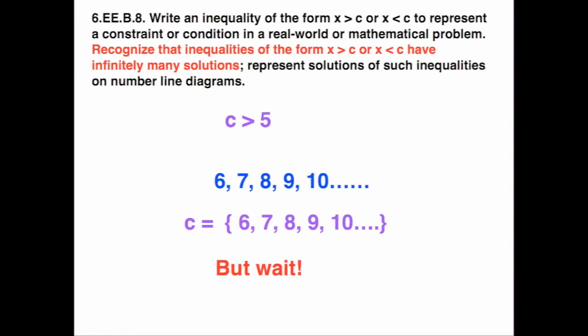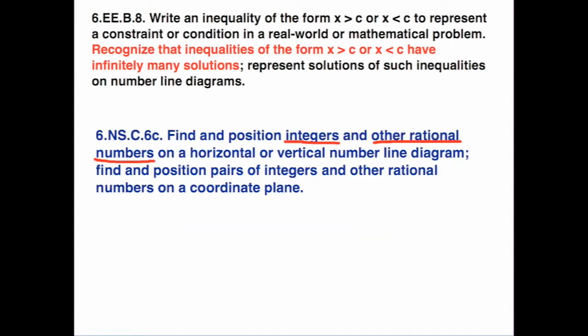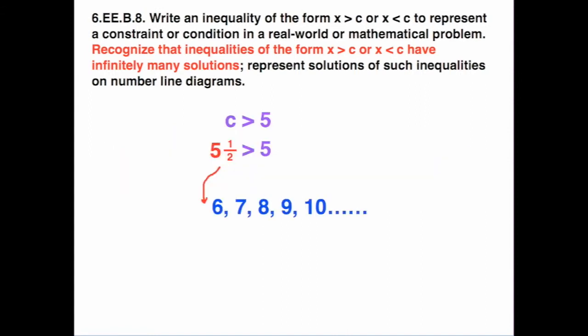But wait. There's another standard in this same grade level, 6.NS.C.6c, that states: find and position integers and other rational numbers on a horizontal or vertical number line diagram. So we're not just dealing with whole numbers here. Well, what about 5.5? That's bigger than 5. What about 7.2? What about 9.671? That's bigger than 5.